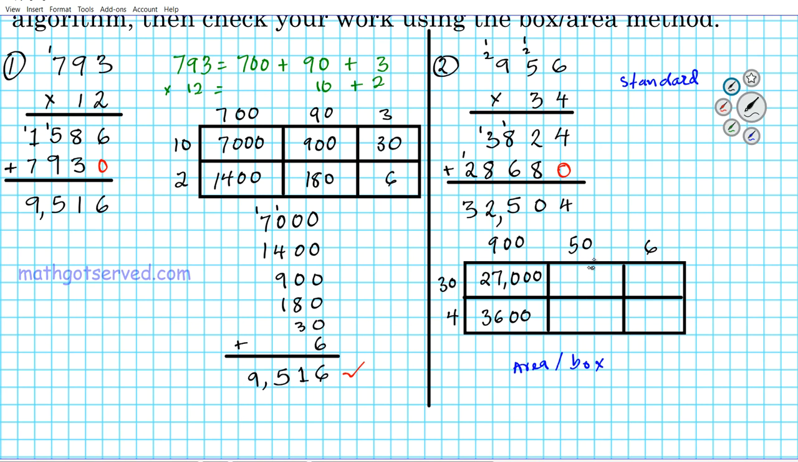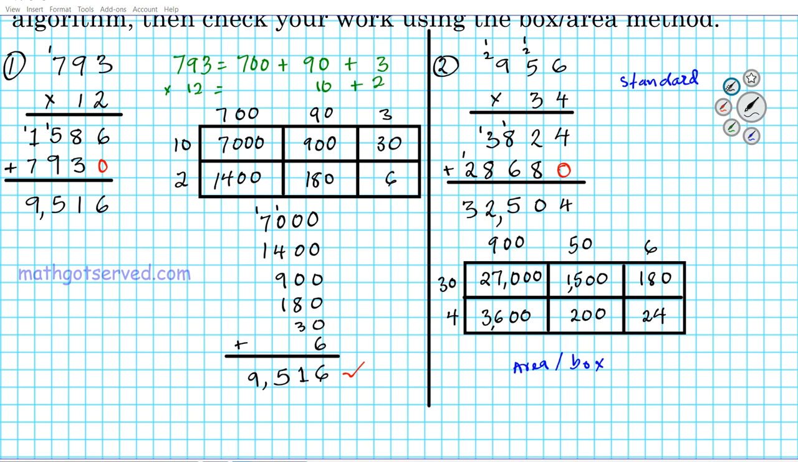30 times 50. 3 times 5 is 15 with 2 zeros, 1,500. And then 30 times 6. 6 times 3 is 18. And then you add on the 0, 180. 50 times 4 is 200. And then 6 times 4 is 24. Okay, we've generated our partial products.